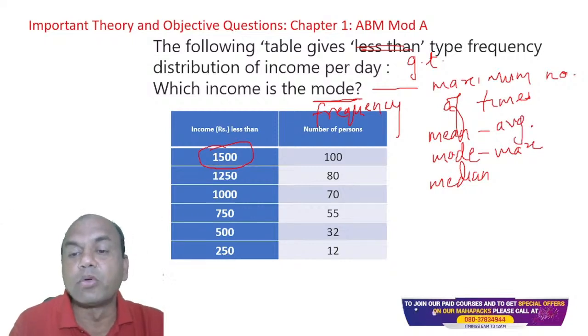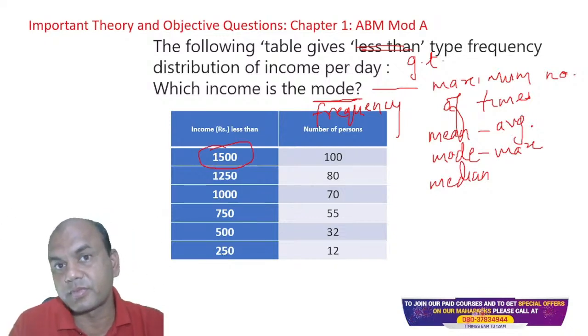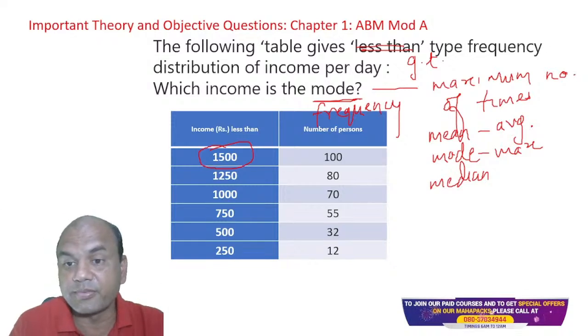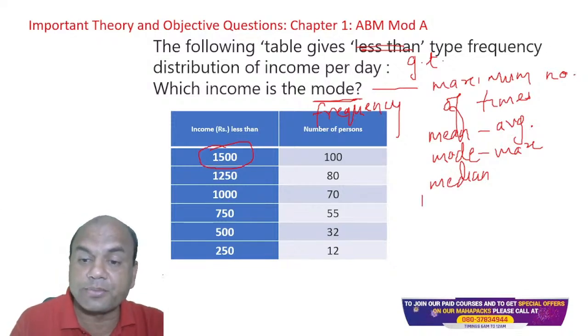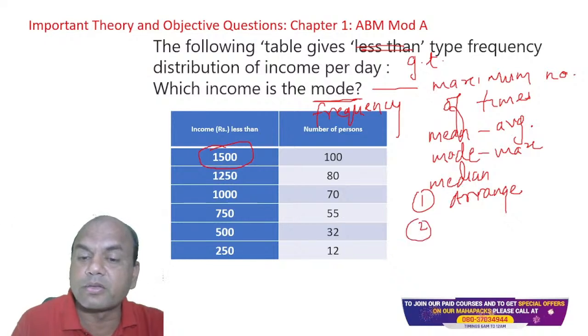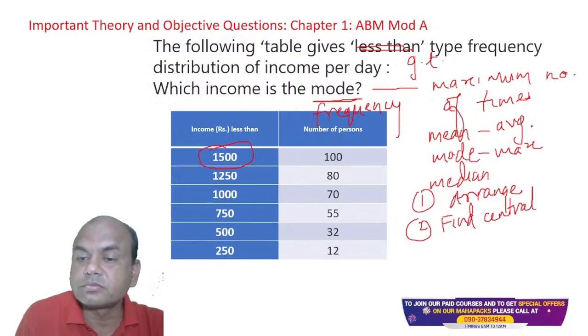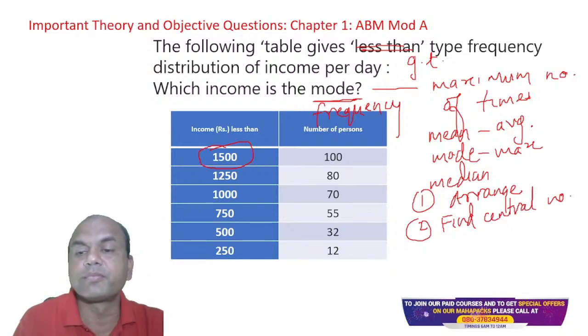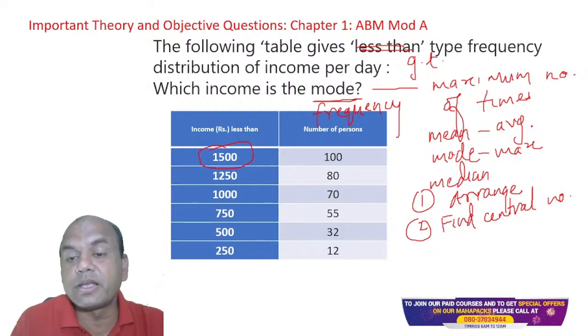Okay, and median means what? I'll arrange these numbers in the serial order, either ascending or descending. There are two steps to median. First is arrange them in serial order. Okay, and then find the central number. Find the central number. Okay, so this is known as median.